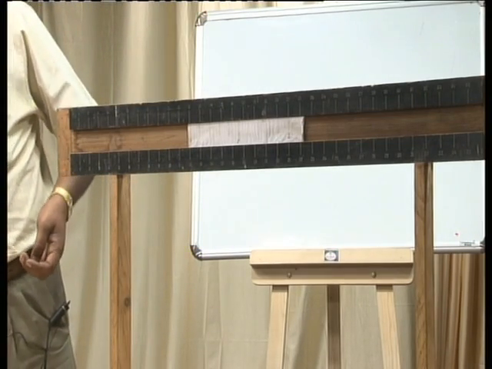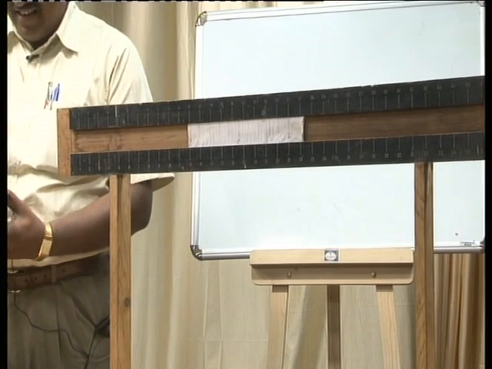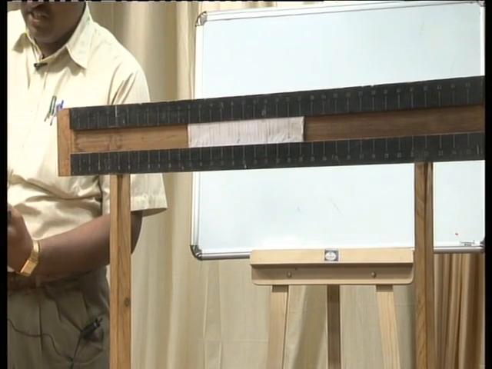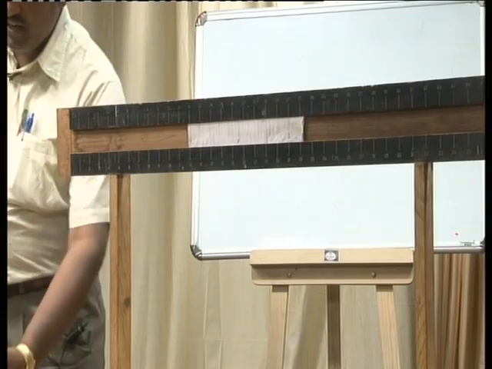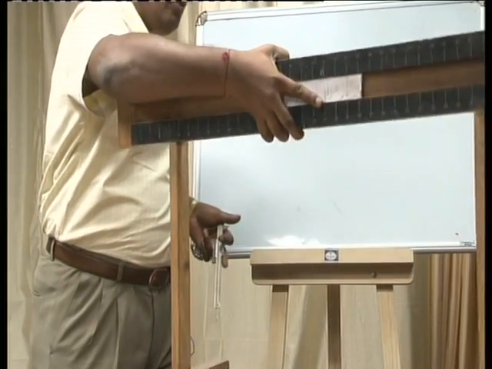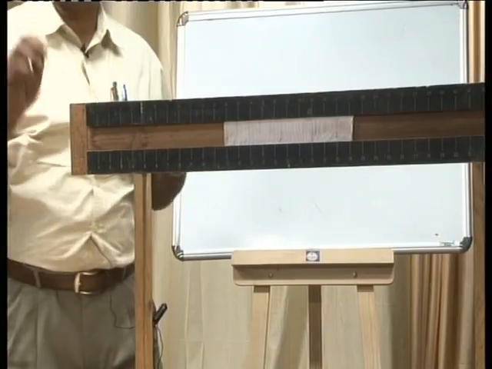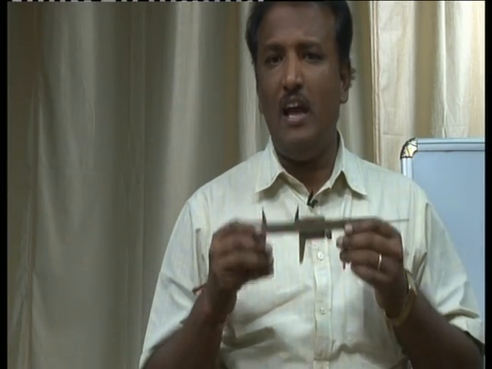Before going to observe the model of the calipers, let us concentrate our interest on the vernier calipers. So now, what is vernier calipers? It is a special type of measuring instrument, which is used to measure very small dimensions. I mean length, thickness, diameter, radius, etc. This is the actual vernier calipers.